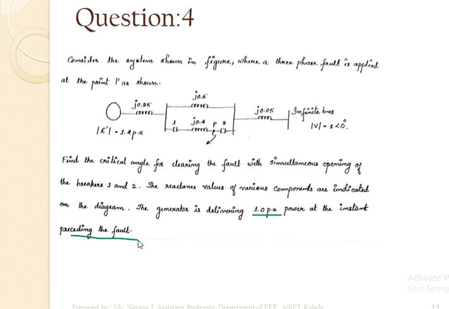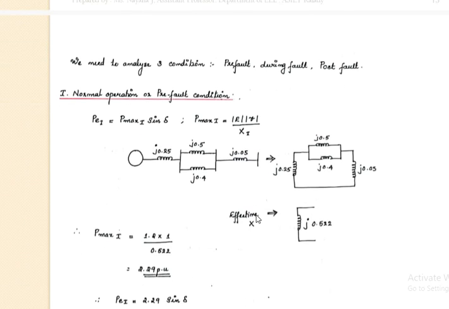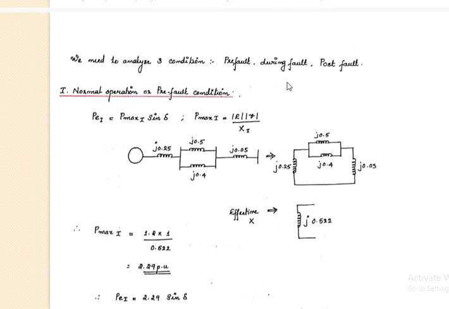Preceding the fault means just before the fault, the generator was delivering 1 per unit. That means during stable condition, the generator was delivering 1 per unit, which means mechanical power and electrical power are same, which is equal to 1 per unit. Hope it is clear. Now let's analyze the three conditions. What are the three conditions? Pre-fault, during fault, post-fault. Now let's analyze the pre-fault condition. This is the case, right? So the effective reactance, we know how to calculate this effective reactance. You got the effective reactance.